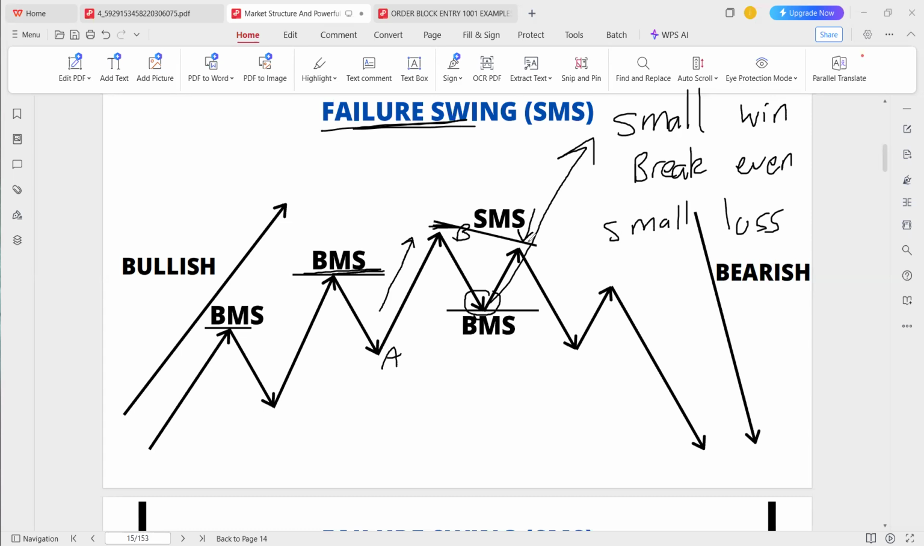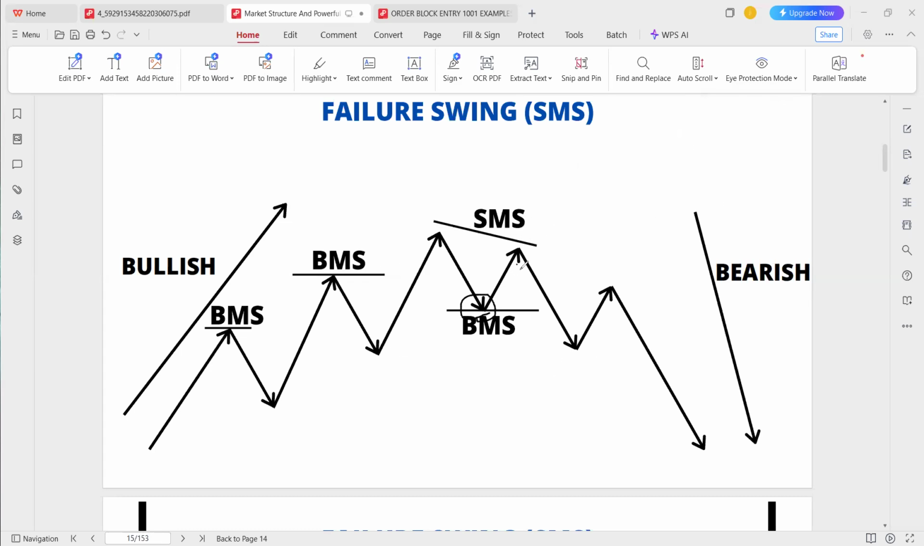Small loss or a calculated loss. Your loss should never ever be big, right? So now if you were buying your trade here, and you see that this price is now retracing, there's something called trade management.